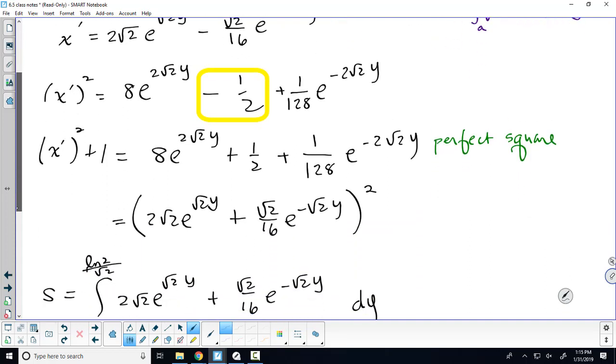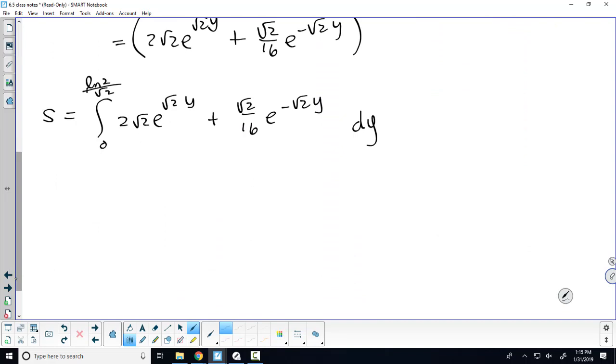All right, so we have this situation where we're going to integrate with respect to y. The integral of an exponential is itself divided by the derivative of the exponent.